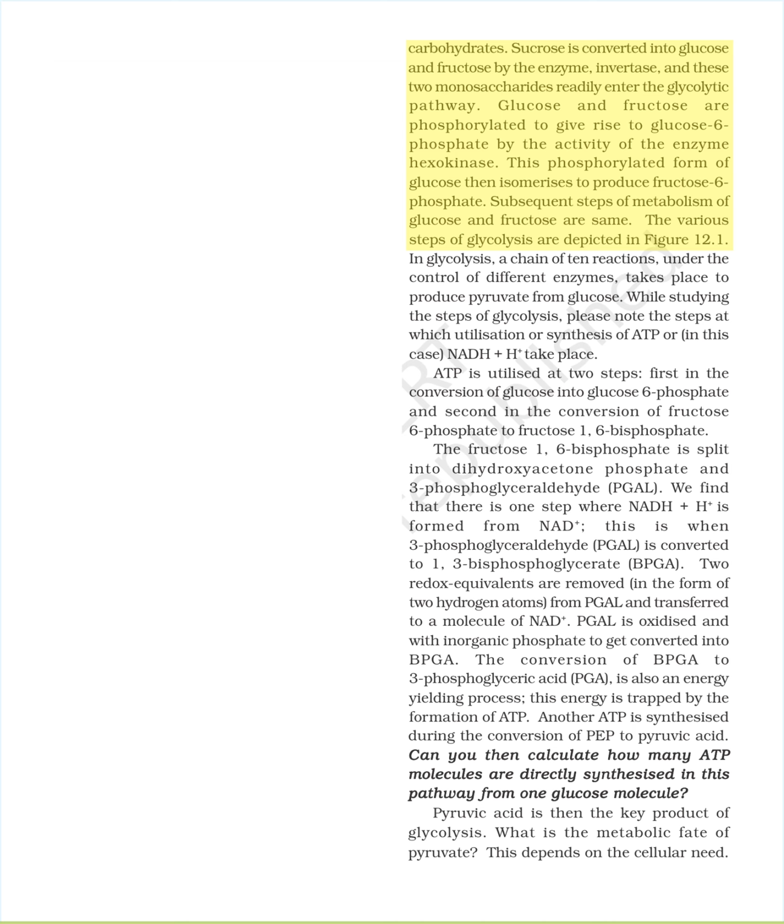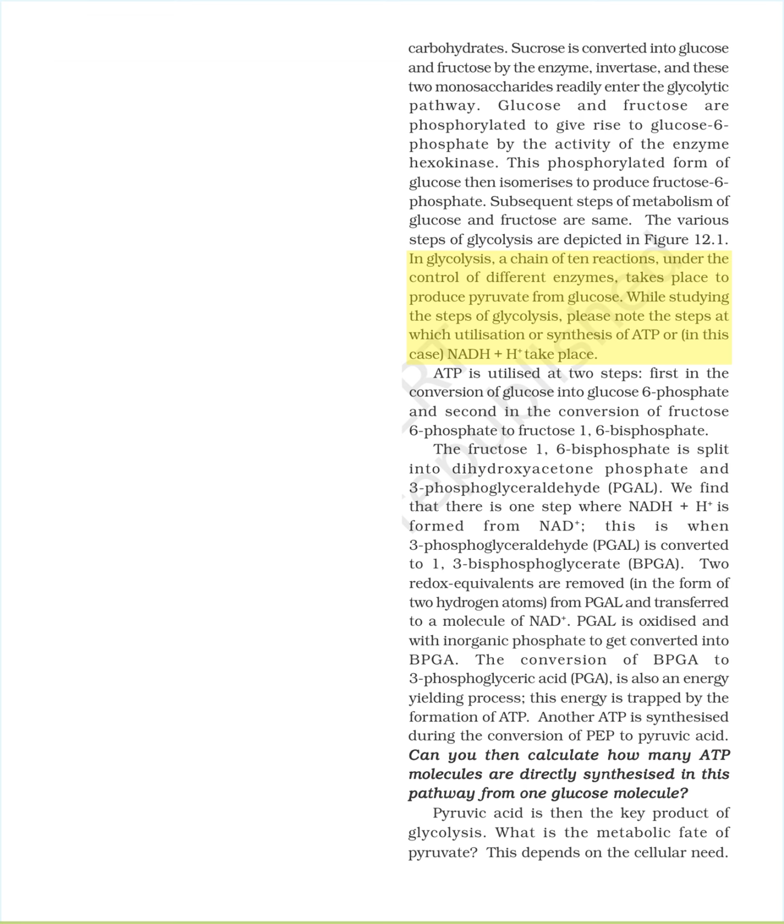Sucrose is converted into glucose and fructose by the enzyme invertase, and these two monosaccharides readily enter the glycolytic pathway. Glucose and fructose are phosphorylated to give rise to glucose 6-phosphate by the activity of the enzyme hexokinase. This phosphorylated form of glucose then isomerises to produce fructose 6-phosphate. Subsequent steps of metabolism of glucose and fructose are the same. The various steps of glycolysis are depicted in Figure 12.1. In glycolysis, a chain of 10 reactions, under the control of different enzymes, takes place to produce pyruvate from glucose.